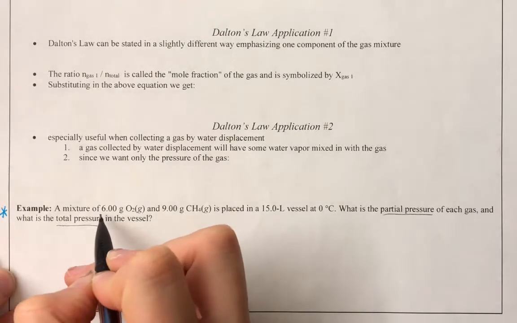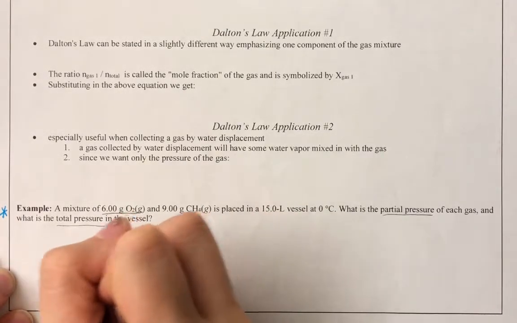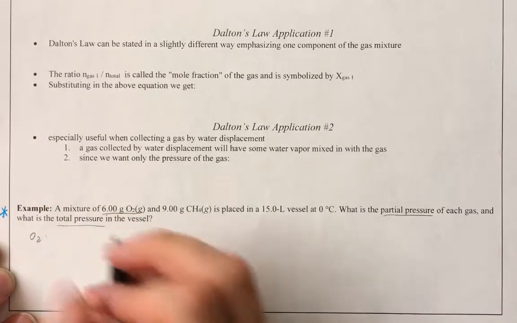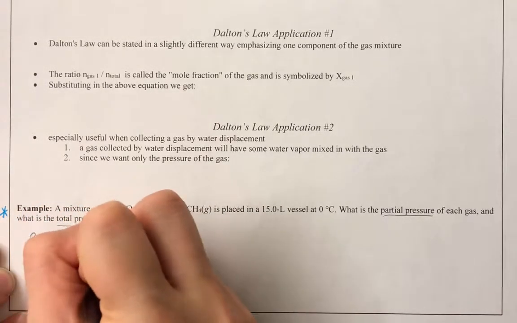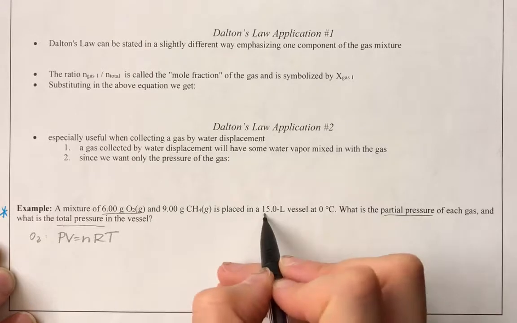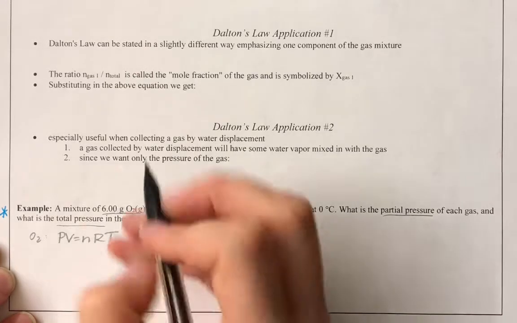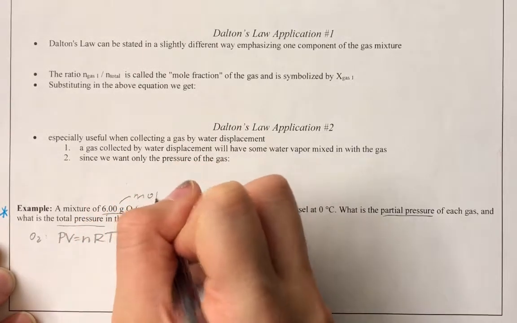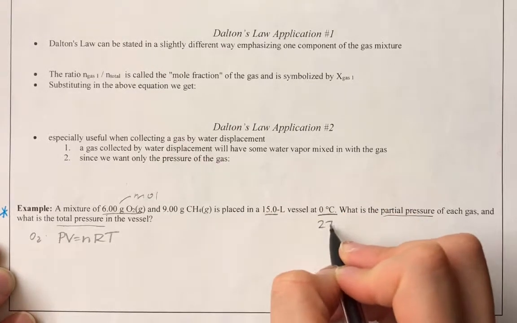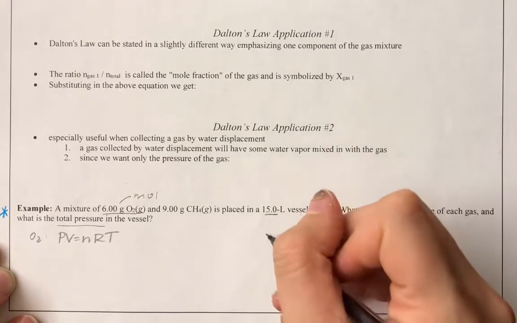So I'm going to start with oxygen. So we have 6 grams of oxygen. Now, in order to use the ideal gas law, we need to make sure that we have all of the correct units. So we need pressure, which we're trying to solve for. Volume is already in liters. N, so I'm going to have to figure out how many moles this is. R we always have, and temperature, 0 degrees Celsius, is 273 Kelvin.